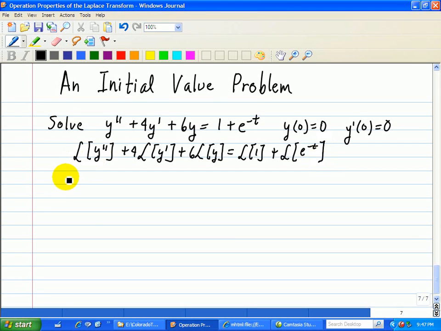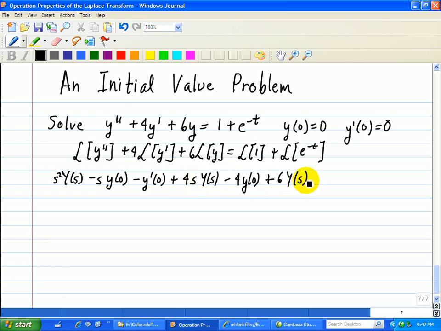The Laplace transform of y double prime is s squared Y of s minus s y0 minus y prime of 0, plus 4s Y of s minus 4y0, plus 6 Y of s. Laplace transform of 1 is 1 over s. Laplace transform of e to the minus t is 1 over s plus 1.